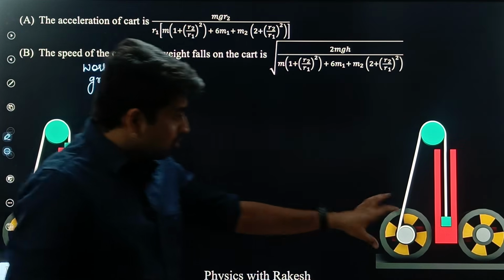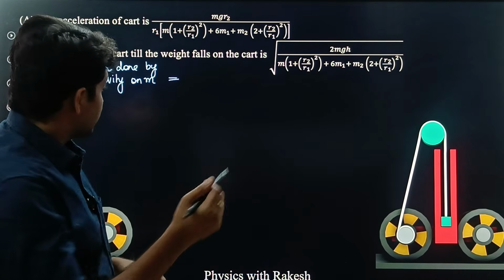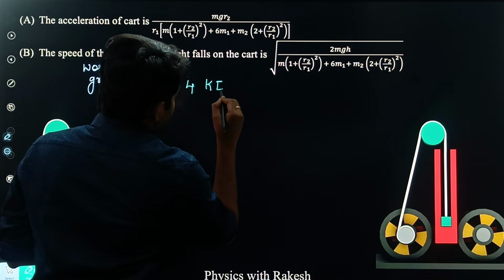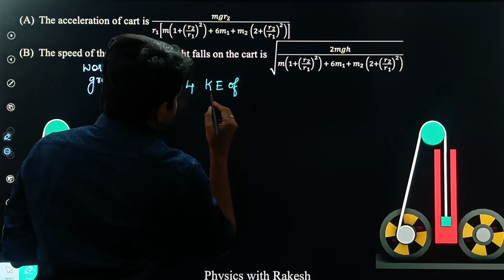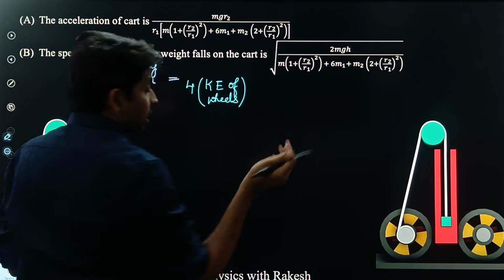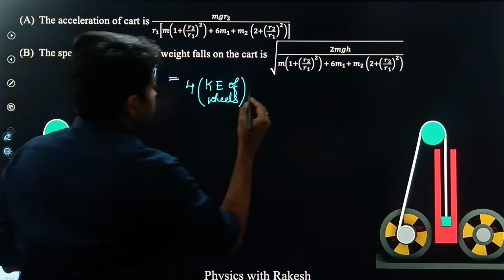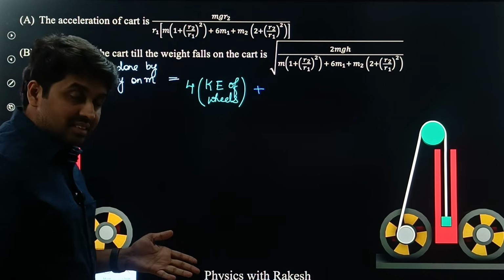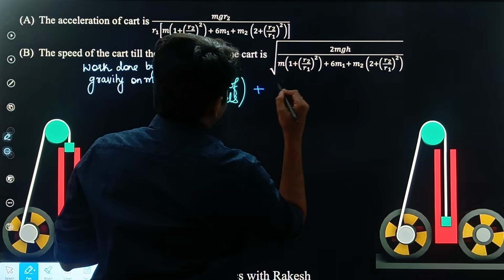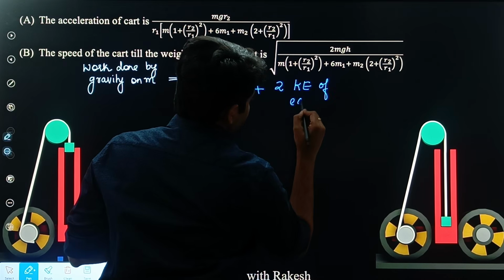Tell me. In the cart, the four wheels are rotating. So there is a change in kinetic energy of the four wheels, 4 times the kinetic energy of wheels, because there are four wheels, plus what else is there? There are the axles here, the ones connecting the wheels. 2 times the kinetic energy of each axle.